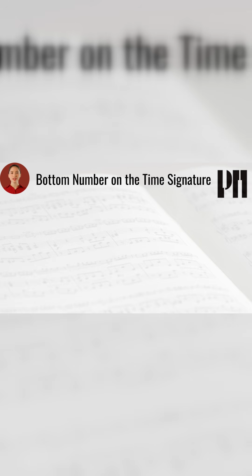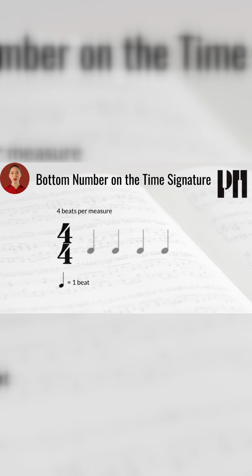Let us now look at a few different time signature combinations. For example, in the 4/4 time signature, the top number is 4. This means that there are 4 beats in each measure. The bottom number is also 4. This means that the quarter note is the type of note that equals 1 beat. Therefore, a measure in 4/4 time contains 4 quarter note beats.